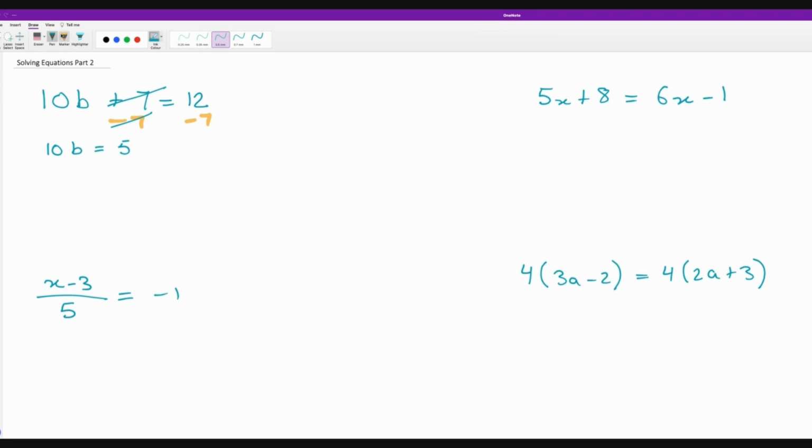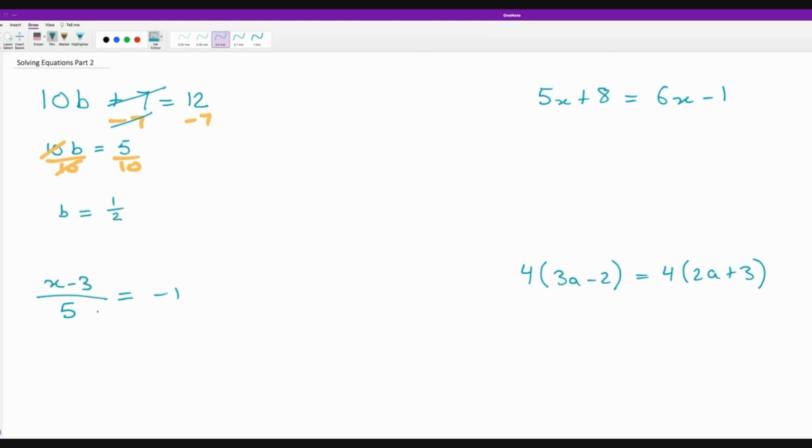And then we do our final step. This multiplied by 10 has to move to the other side. To move something over the equal sign, we do the opposite. So the opposite of multiplied by 10 is to divide both sides by 10, like so. That way, I can cancel both of these 10s, leaving me with just b is equal to 5 over 10, which is just a half. And that would be my answer.